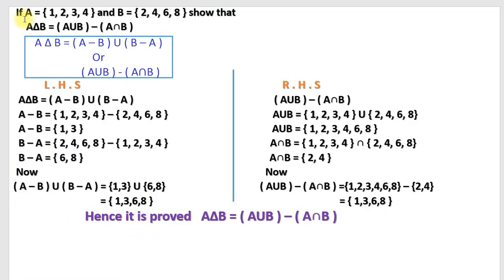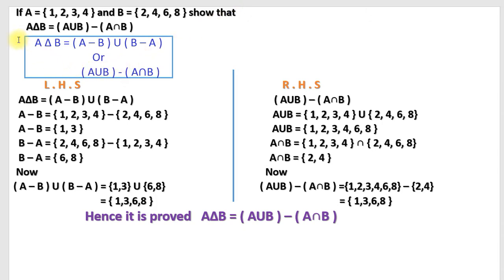The question is, if A is equal to {1, 2, 3, 4} and B is equal to {2, 4, 6, 8}, show that A symmetric difference B is equal to (A union B) difference (A intersection B). Students, listen very carefully. When it is written show that, you have to prove both sides, and the answer of both sides should come the same. If the answer is not coming the same, then you have to check your solution again.